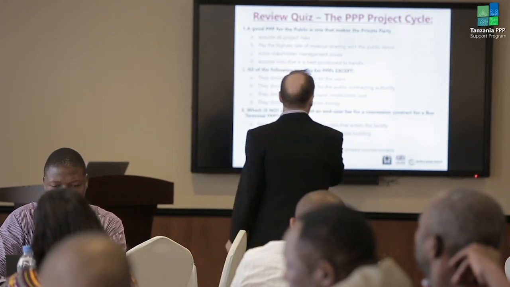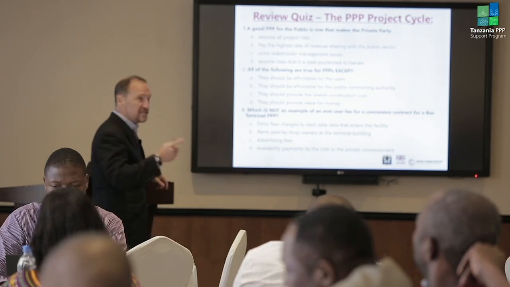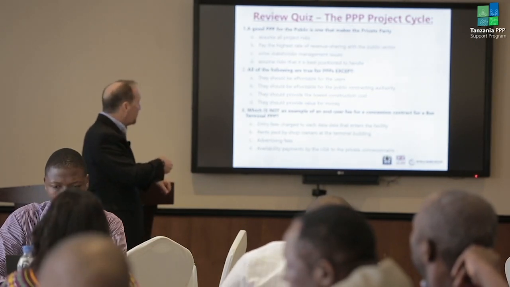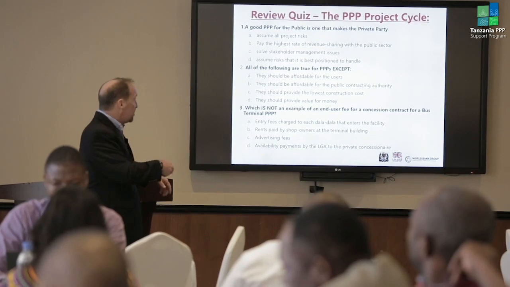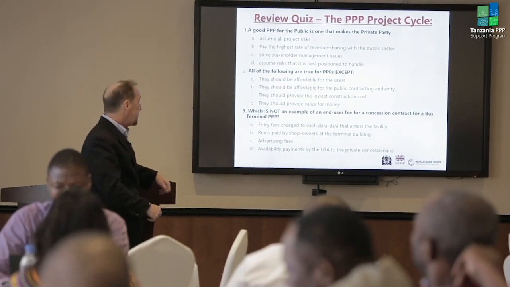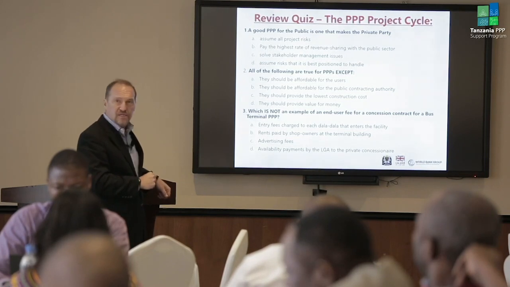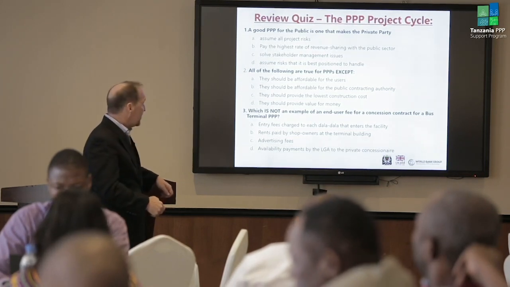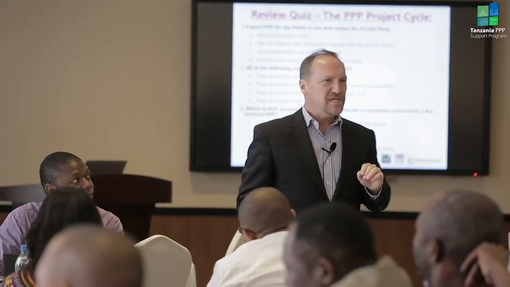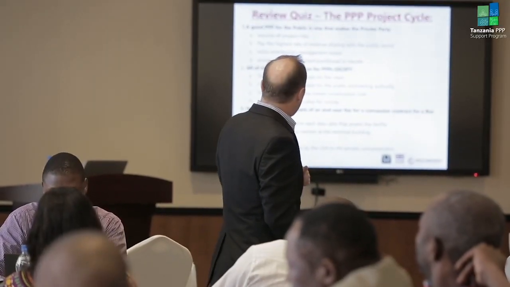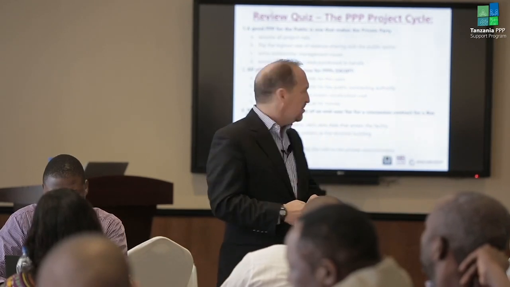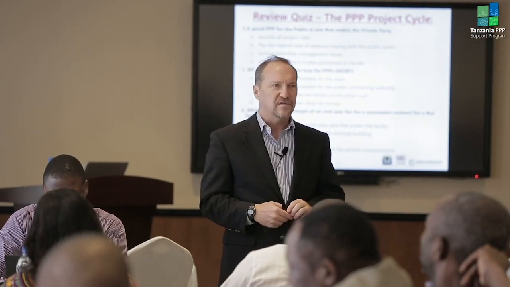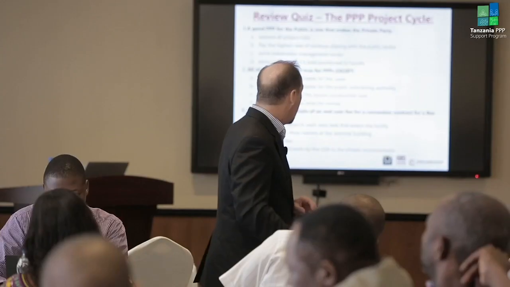All right, number 2. All of the following are true for PPPs except A, they should be affordable for users. B, they should be affordable for the public contracting authority. C, they should provide the lowest construction cost. Or D, they should provide value for money. What's the answer? C. So you think a PPP, the best one is that it provides the lowest construction cost? Except. Correct.